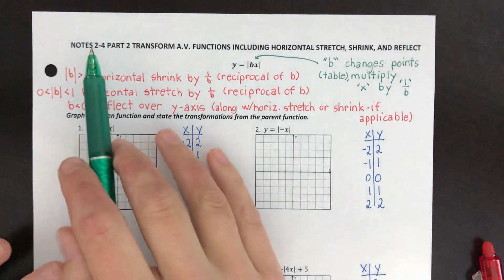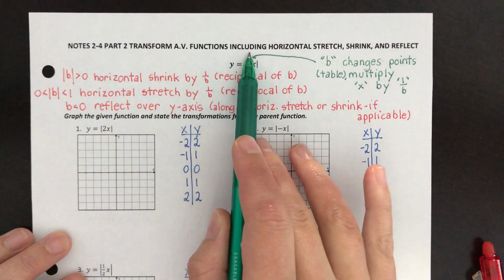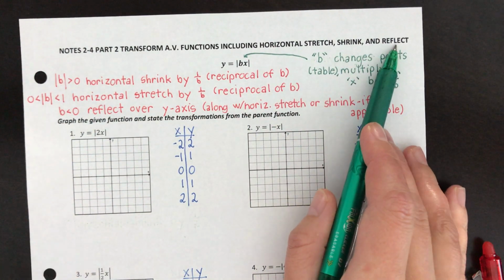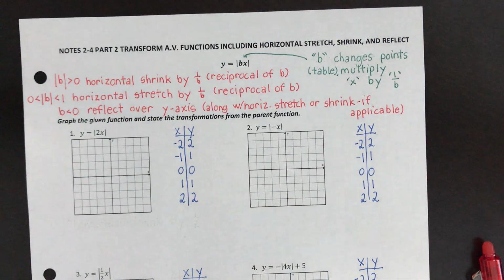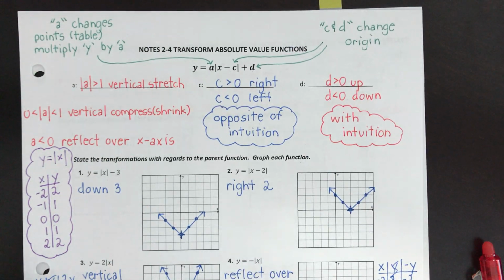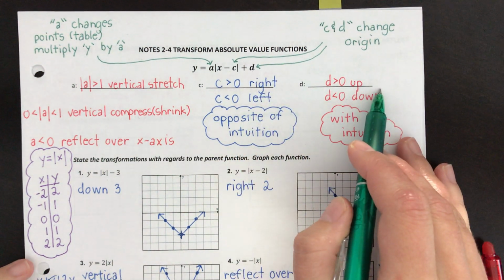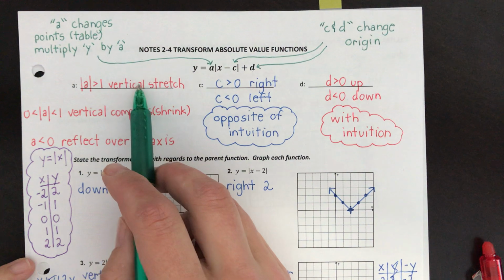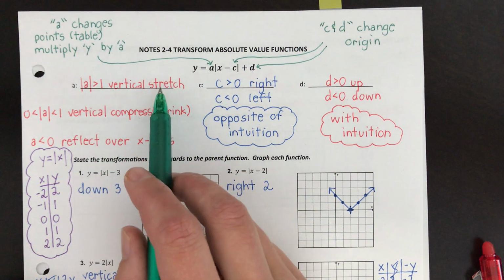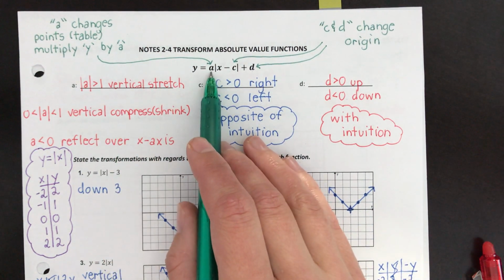Today we're looking at notes 2-4 part 2, transform absolute value functions including the horizontal stretch, shrink, and reflect. So this is our recap of part 1. Remember in part 1, we did left and right shifting, we did up and down shifting, and then all we did in 2-4 part 1 was vertical stretch, shrink, or reflect, okay? And that was dealing with the A value.